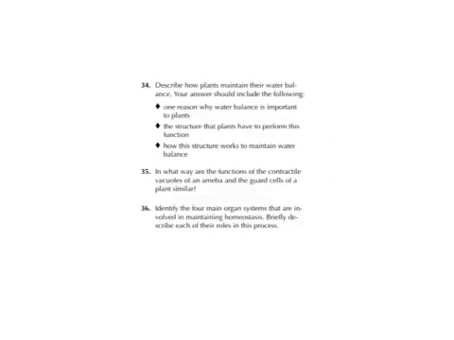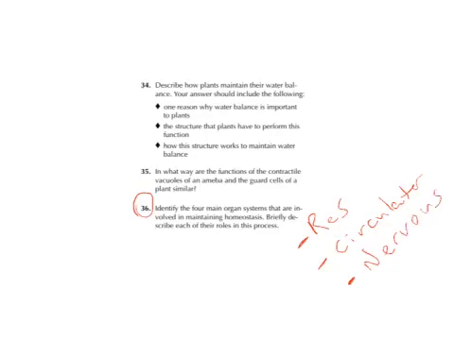Okay, the next three questions were a little more difficult. It says identify the four major organ systems that are involved in maintaining homeostasis. I'm going to start with number 36 because it's actually the easiest one. The four major organ systems involved in maintaining homeostasis for humans, and actually most vertebrates, are: you have your respiratory system, you have your circulatory system, of course you have your nervous system, and you have your endocrine system.